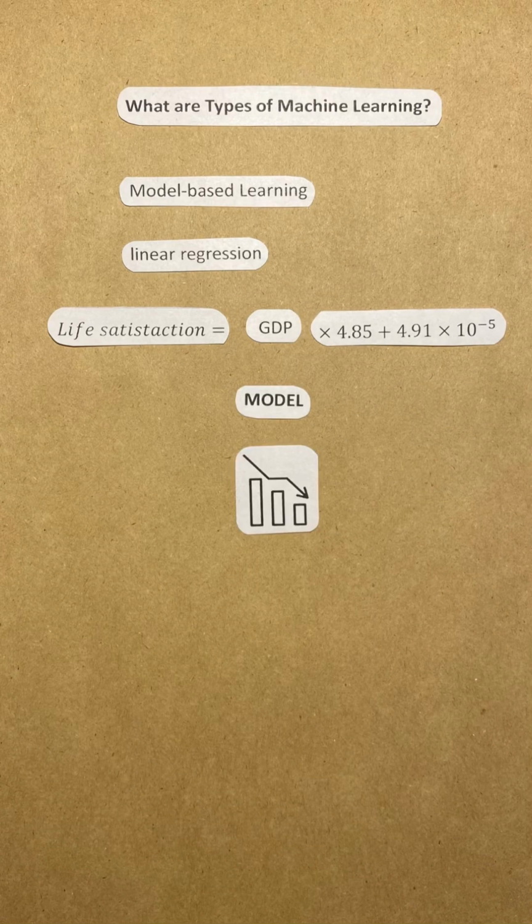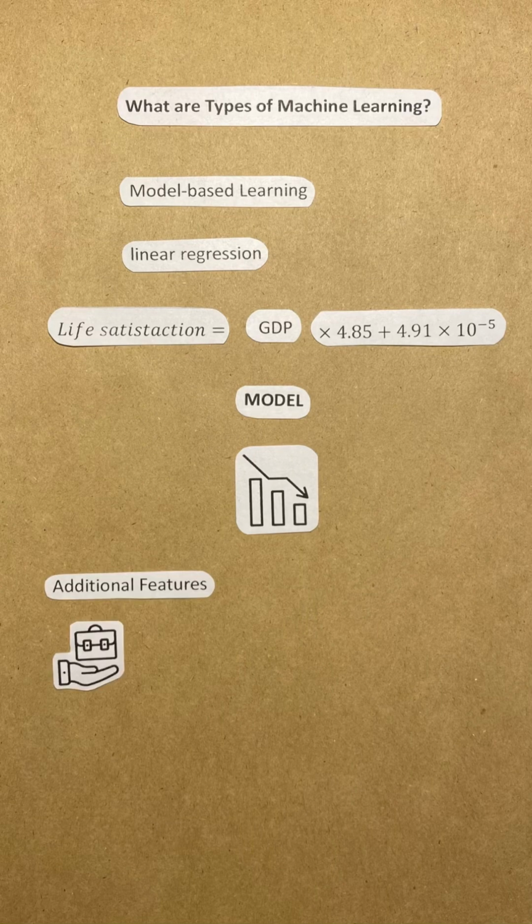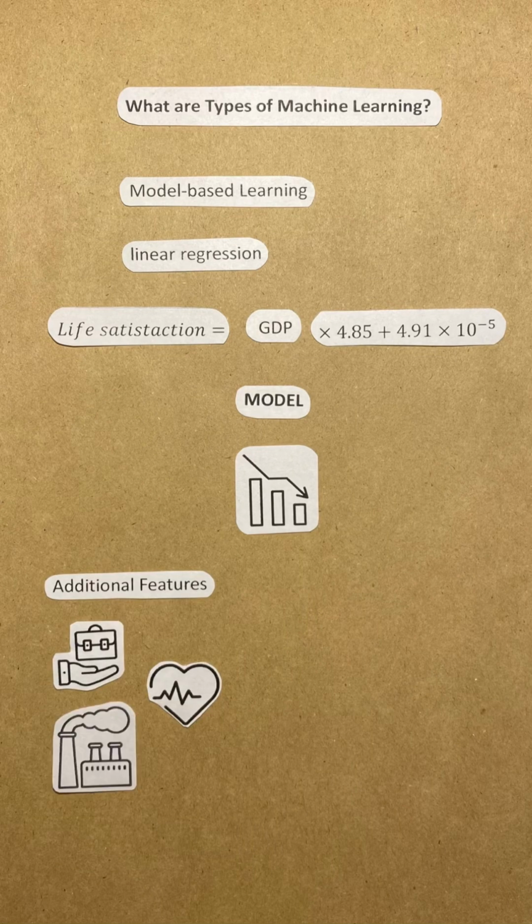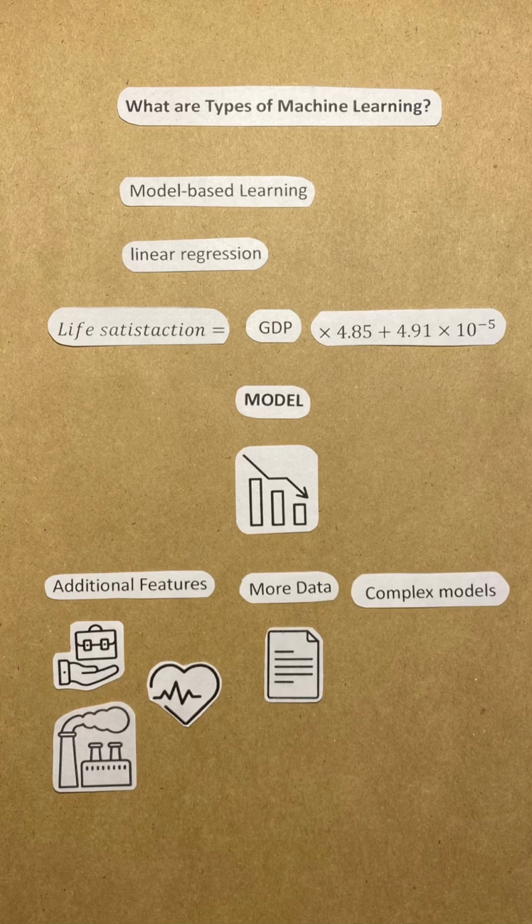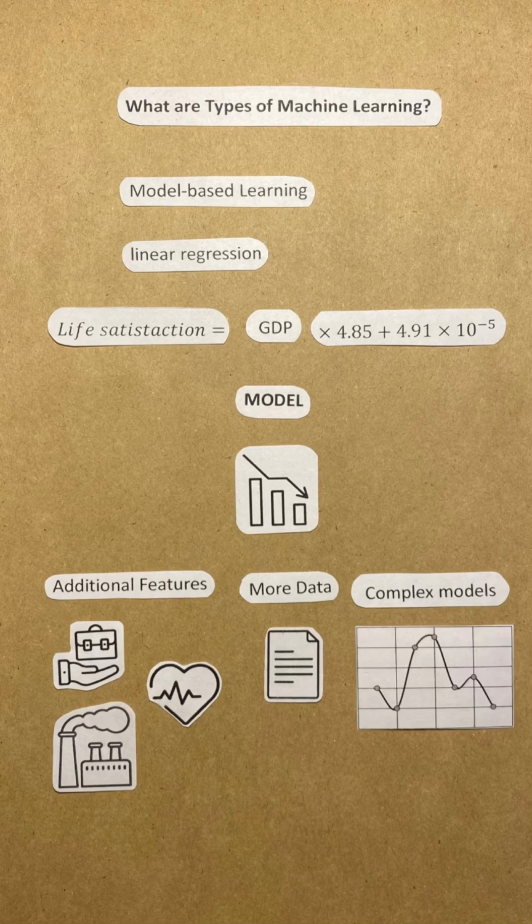If your model doesn't make good predictions, you might need to improve it. First, you can use additional data like employment rate, health, and pollution levels. Then, you can gather more accurate and extensive data. Also, you can try a more complex model, like polynomial regression, which can fit more complicated patterns. This process helps us create systems that can learn from examples and make accurate predictions about new situations.